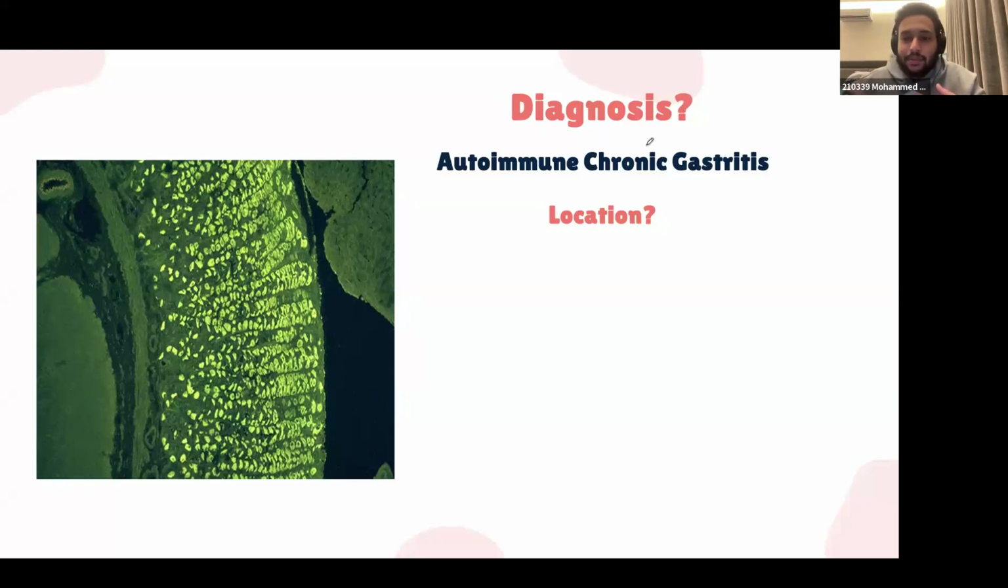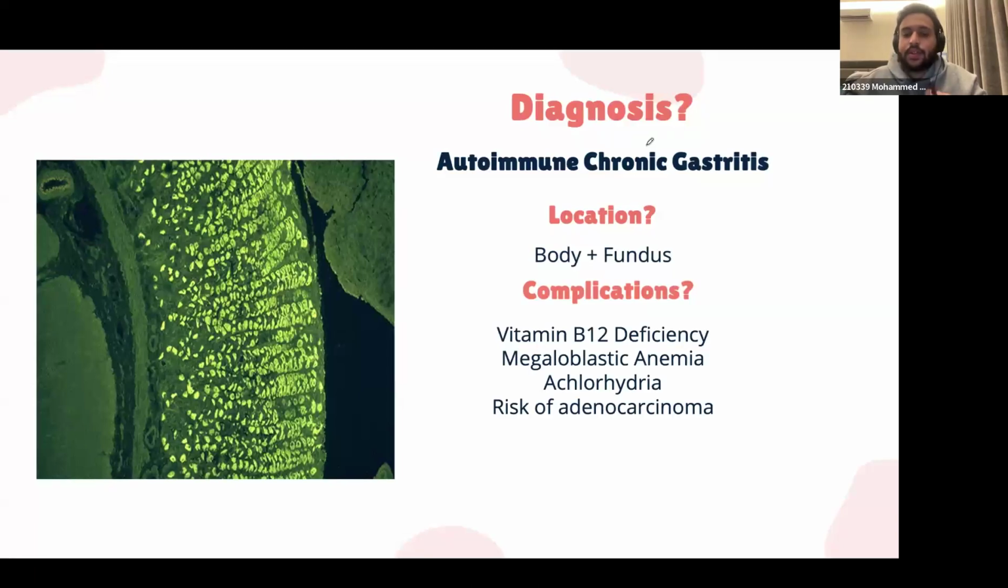Not the antrum. In the antrum, there are fewer of these cells. The reason why it's body and fundus is because there are more of these cells, so of course antibodies will target this. Complications, we already mentioned them: vitamin B12 deficiency, megaloblastic anemia, achlorhydria, which is basically decreased acid production because obviously it targets the parietal cells, and you have hypergastrinemia.